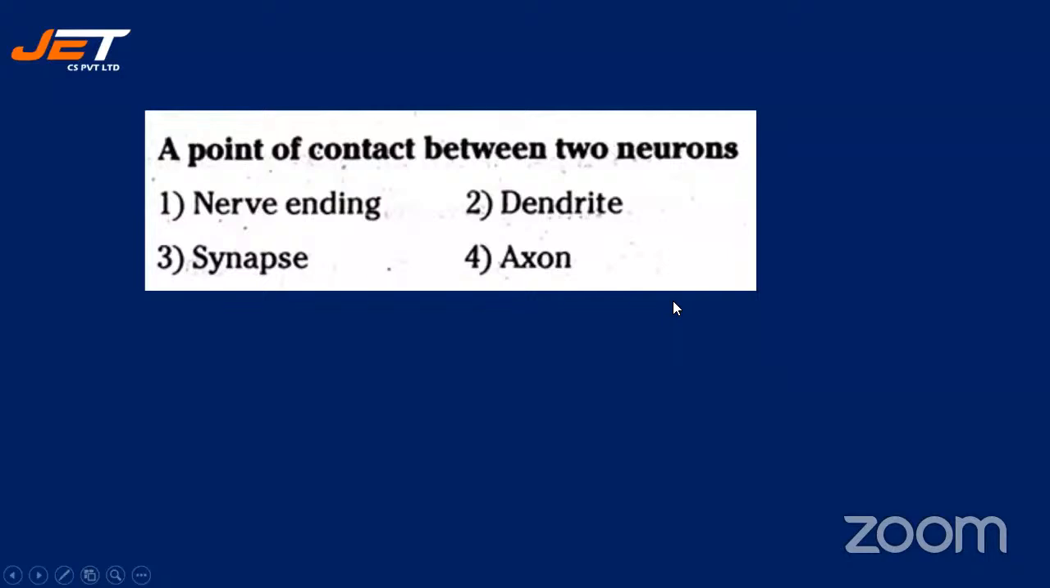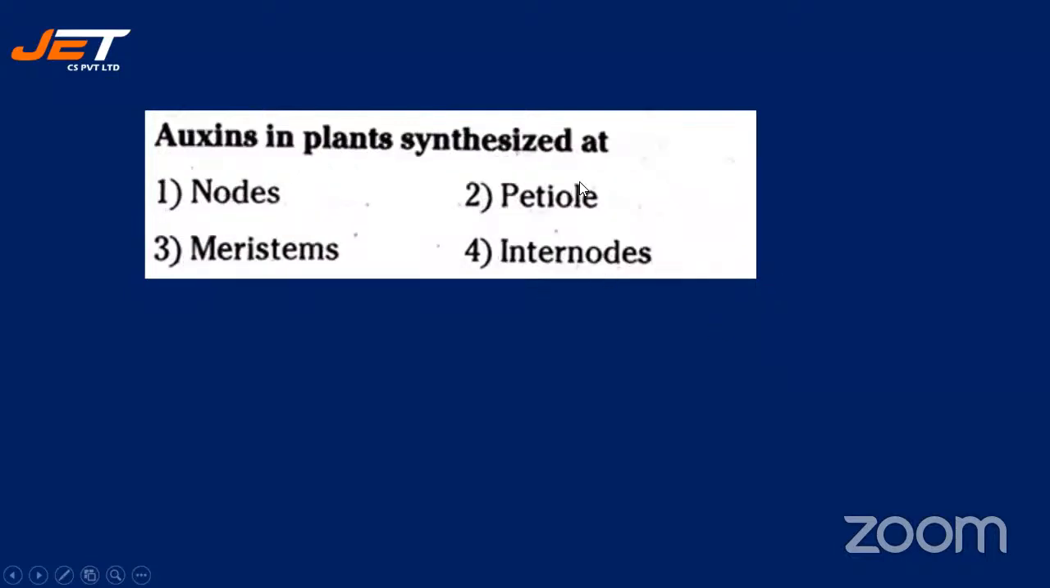Yes, let us see. Yes, it is synapse. A point of contact between two neurons is synapse. Yes, almost everyone has given me right answer. Sanjana, please correct yourself. Yes, let us move to the next question.